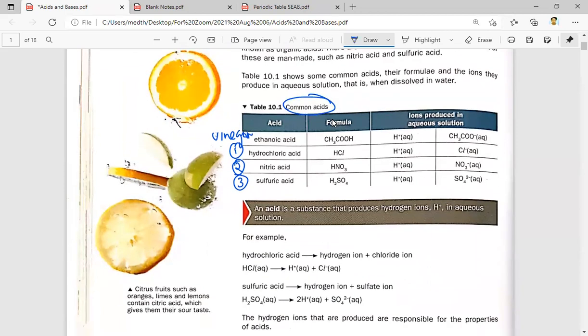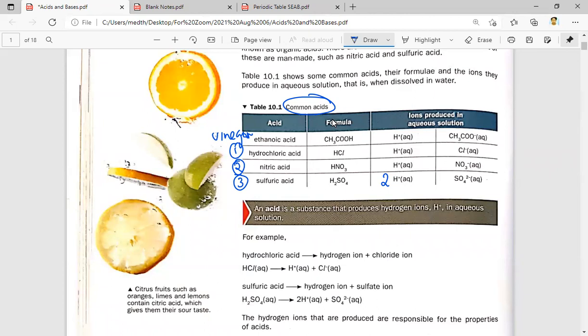Now take note, first things first, hydrochloric acid formula is HCl. When you put HCl in water, you actually get H plus ion and Cl minus. If you have nitric acid, the formula is HNO3. When you put it in water, you get H plus and NO3 minus. Last one, sulfuric acid is H2SO4. You put that in water, you actually get 2 H plus and 1 SO4 2 minus.